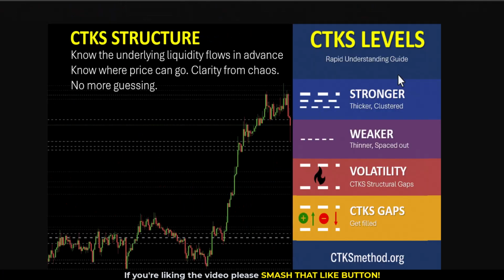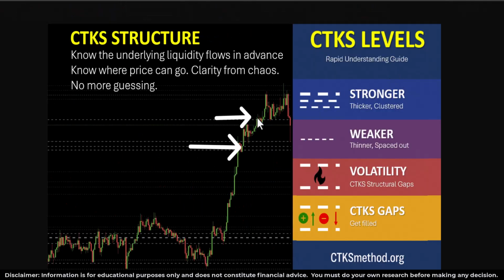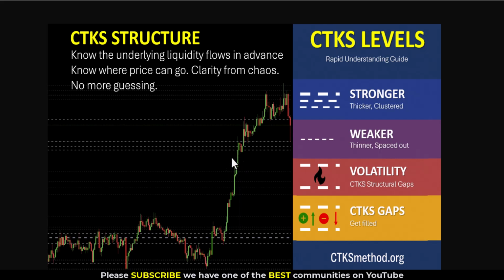come true. Specifically, we look for CTKS levels, also called Stanfield levels or SLs. When you get a clustering of SLs, they're stronger. So the thicker the line, the more clustered they are together, the stronger they are. If you get a gap, price can move very, very quickly to the upside and can also move very quickly to the downside. These areas are called CTKS gaps, and they get filled time and time again. There is a lot of volatility inside CTKS structural gaps, so it's very important you know where the gaps are.